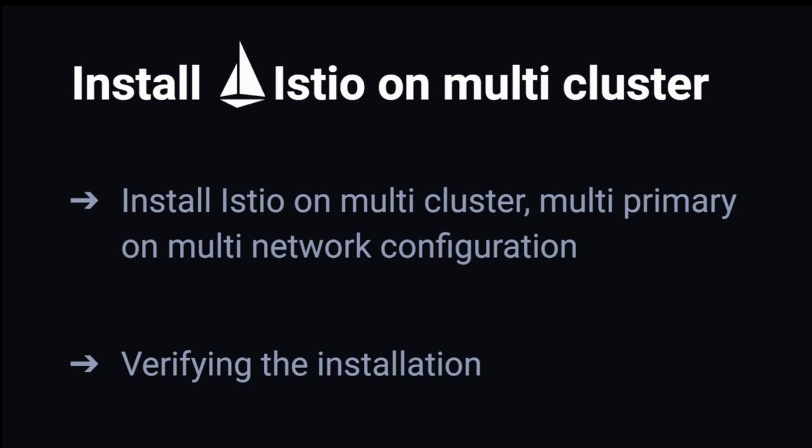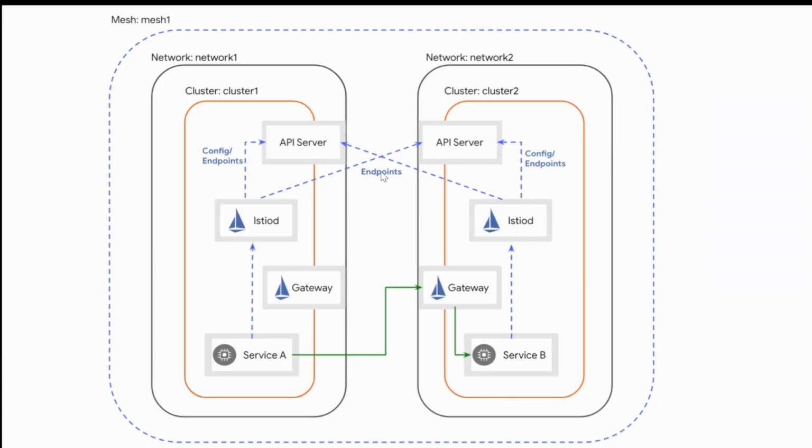multi-cluster, multi-primary, and multi-network. So in this configuration, we have Istio service mesh across two different networks and across two different clusters. So one Istio control plane is in cluster 1 on network 1, and another Istio control plane is running in cluster 2 on network 2.